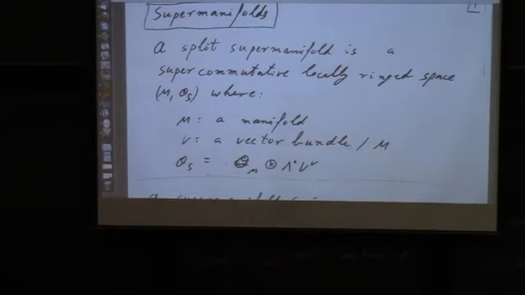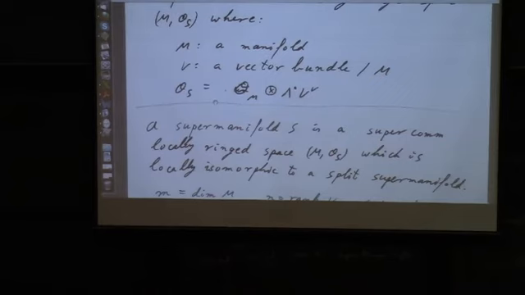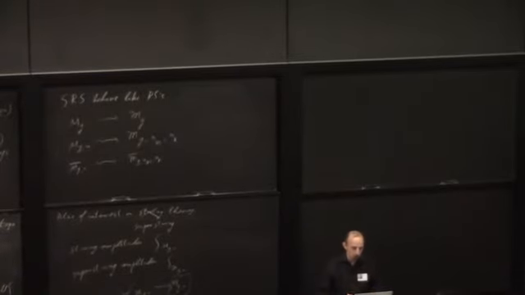With these, any vector bundle on M. So this is going to be an example of a supermanifold. It will be a split supermanifold. A supermanifold in general is going to be a supercommutative locally ringed space, which is locally isomorphic to one of the above. So locally it looks like OM tensor wedge dot V dual, but the isomorphism is only local, so the vector bundle itself doesn't have to patch together. Well, that's not quite true.